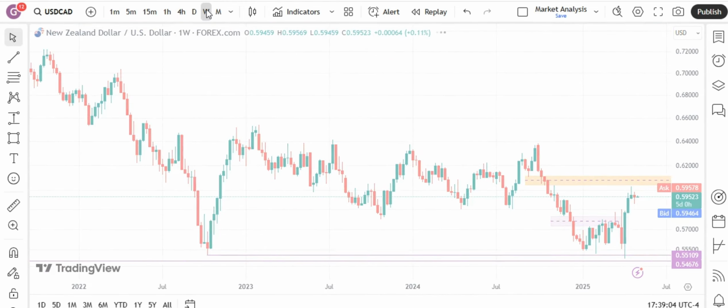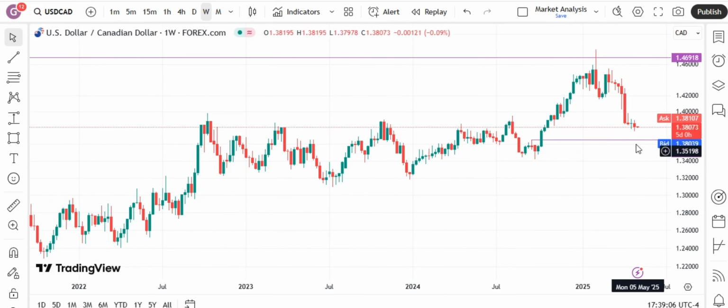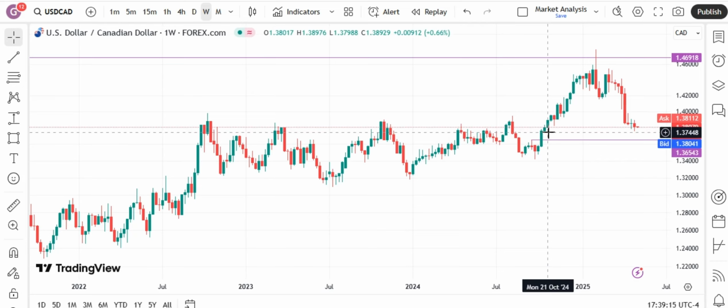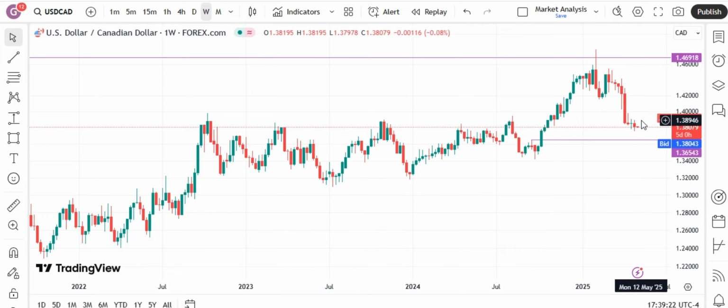Let's go to USD CAD. So USD CAD was supposed to be bullish, but it became bearish. Traded to this FVG. Did it do that? Let's see. No, it didn't do that. So I guess we're going to consolidate here because dollar is supposed to be bullish this new week.